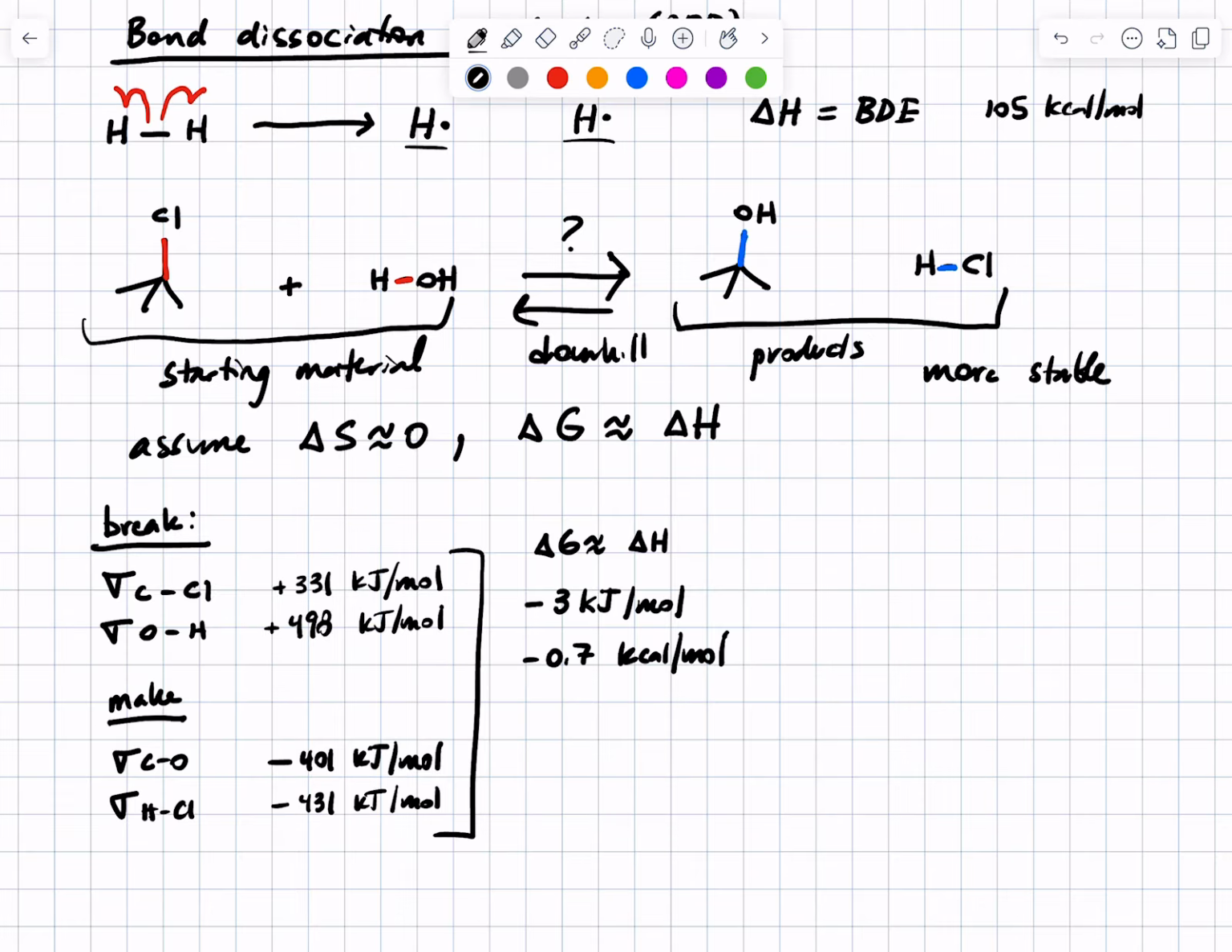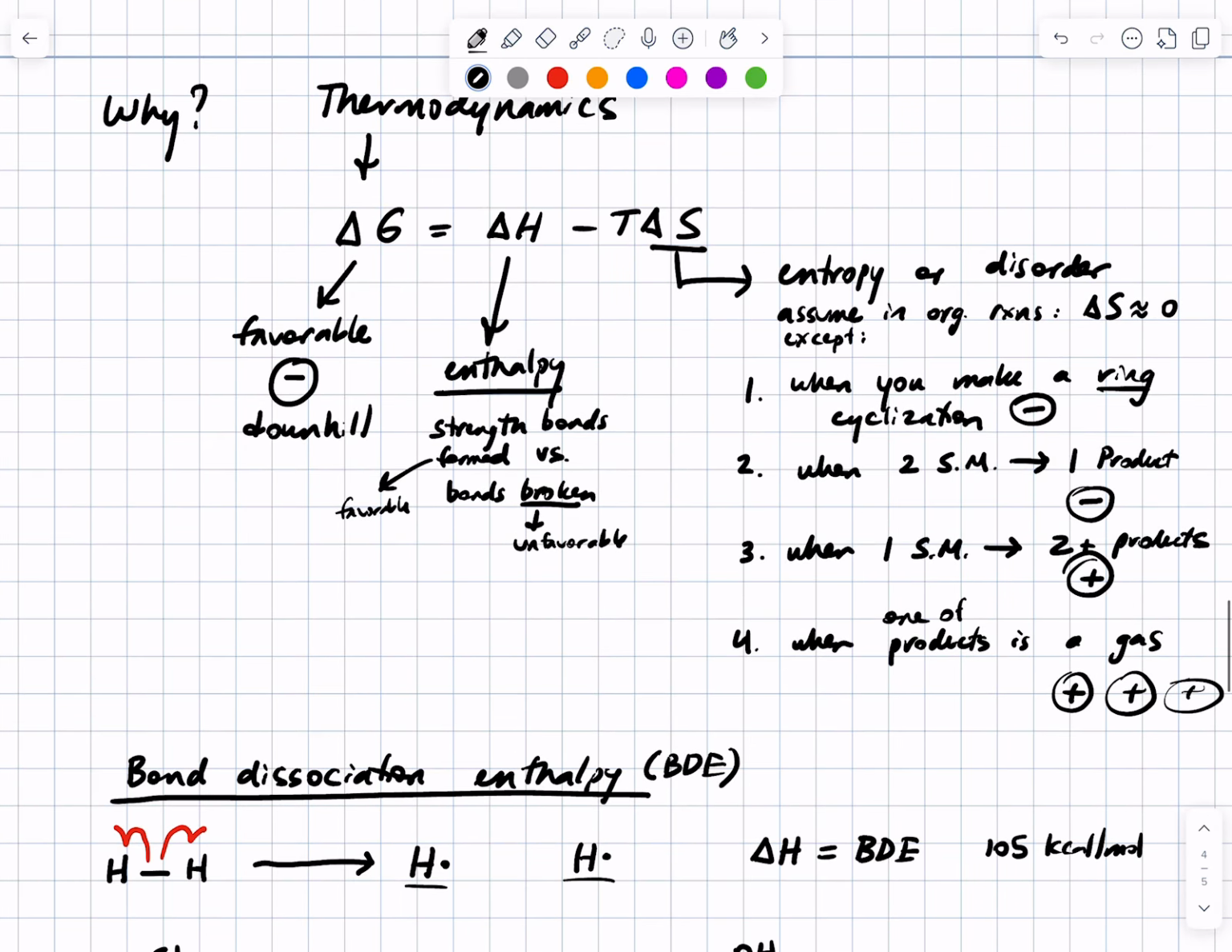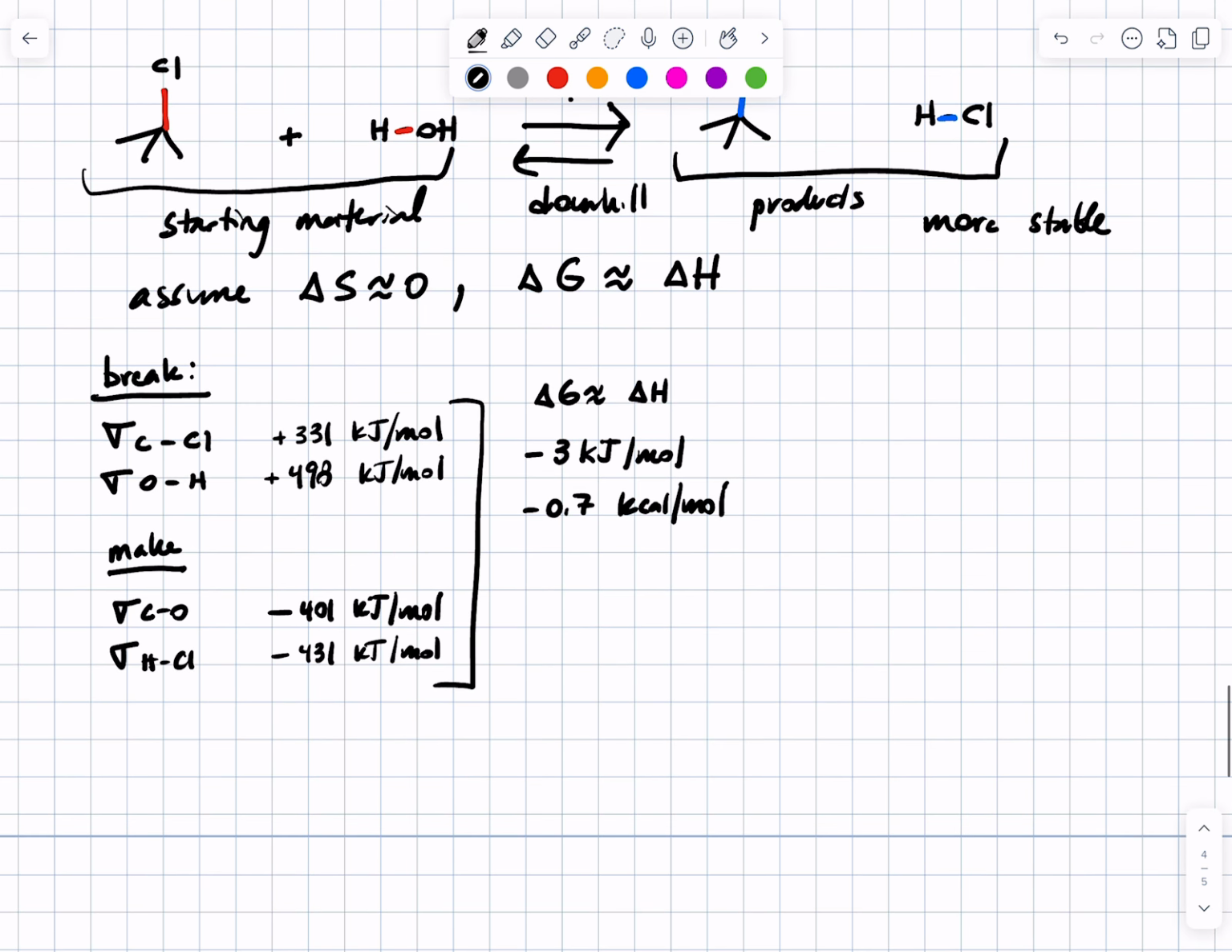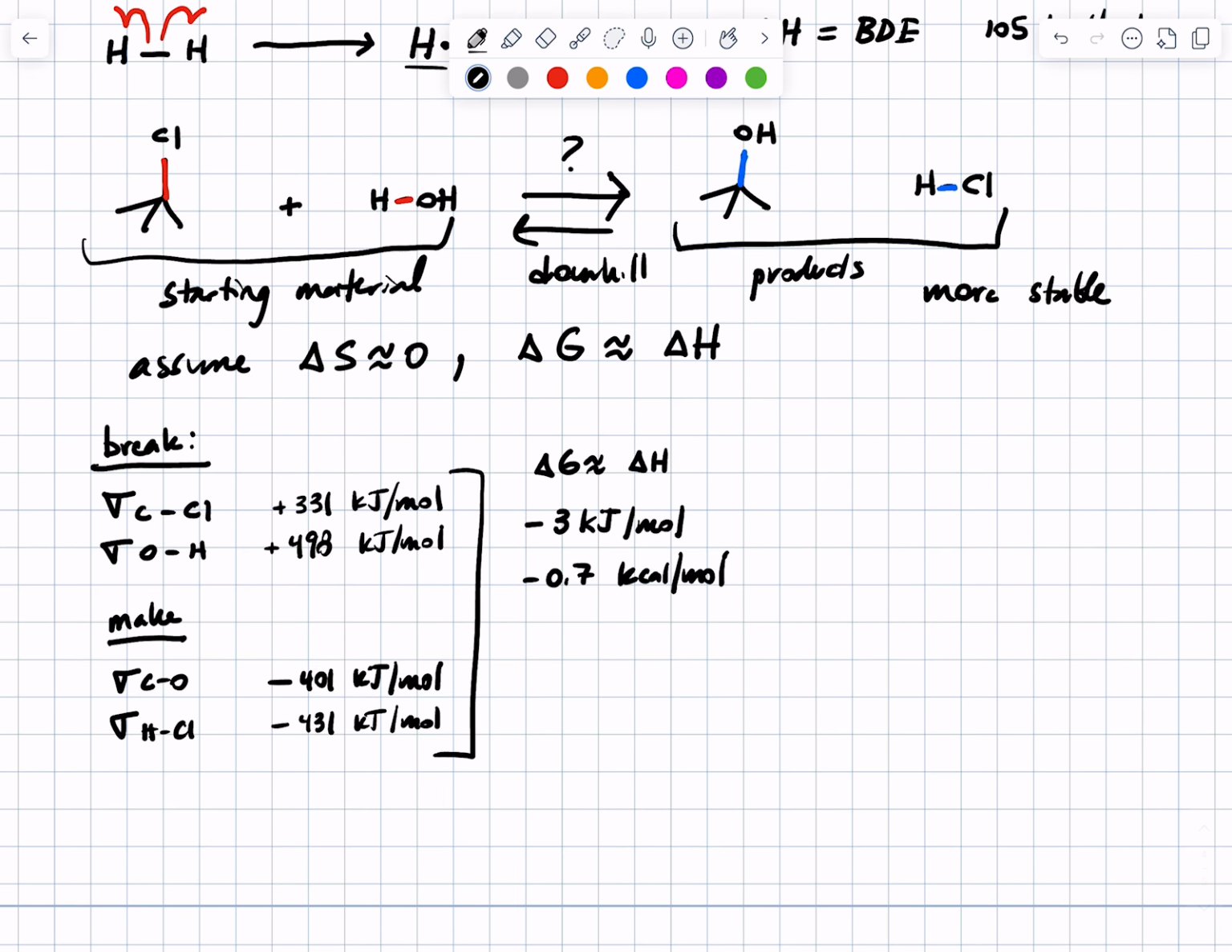And in general, this is why I said the entropy change in a reaction tends to be low. And so the thing that dominates is just the strength of the bonds. In this case, we broke 2 bonds, but we also made 2 new bonds. So in terms of entropy, it's about a wash. But in terms of enthalpy, the bonds we made were more stable than the bonds we broke. And that'll be the major driving force.